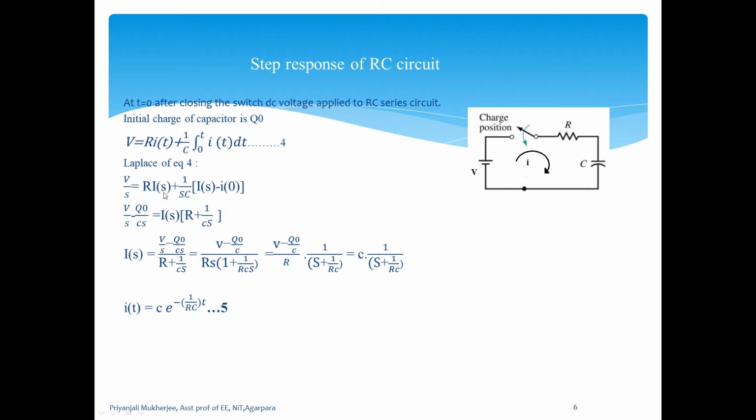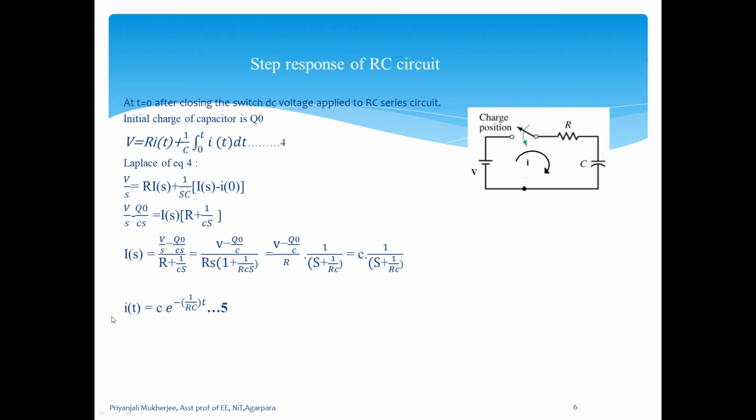Using the Laplace transform, we can say V by s equals R times I(s) plus 1 by sC times [I(s) minus I0]. Now I0 is actually Q0, so we can check it on the left hand side. So V by s minus Q0 by Cs equals I(s) times R plus 1 by Cs. From this we can find the current equation: I(s) equals V by s minus Q0 by Cs, divided by R plus 1 by Cs, and after solving this we find the constant value C divided into 1 by s plus 1 by RC.